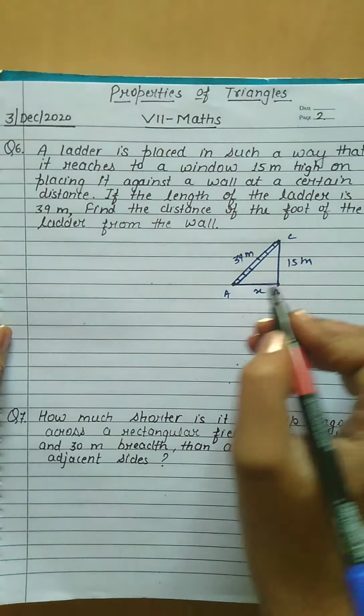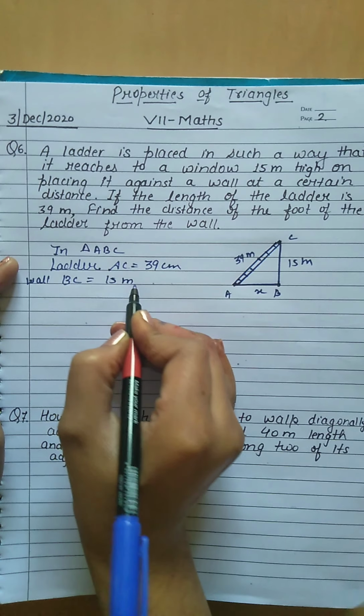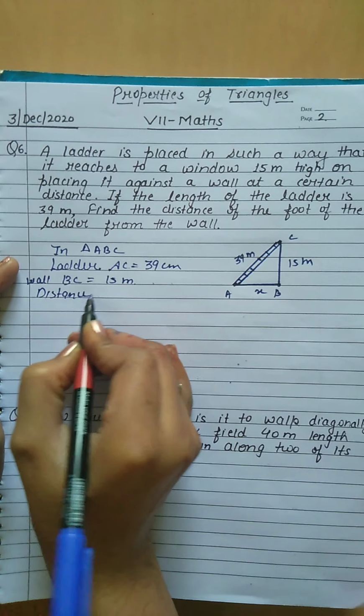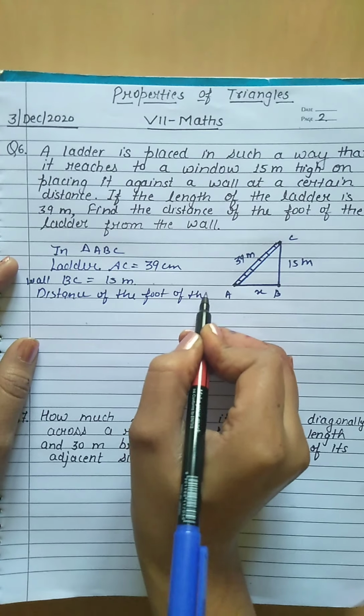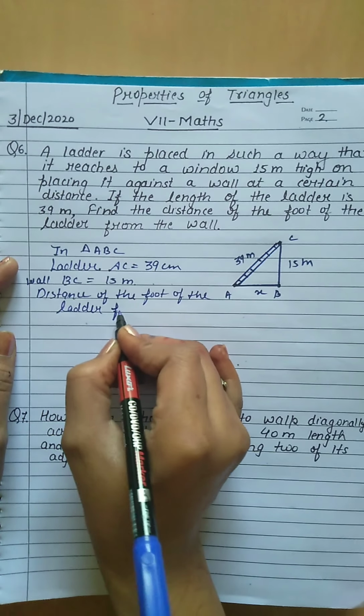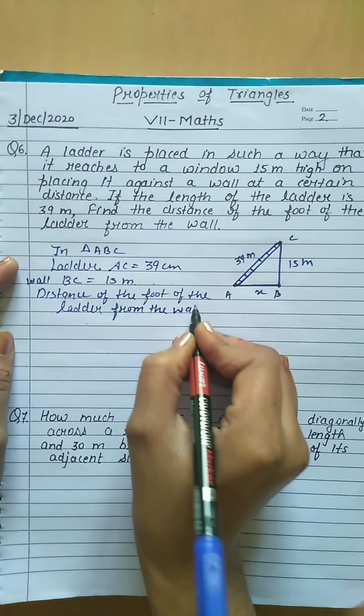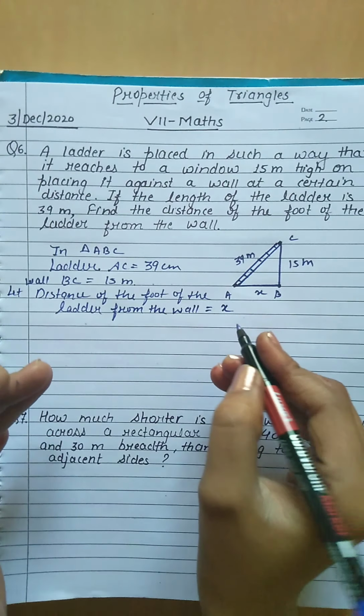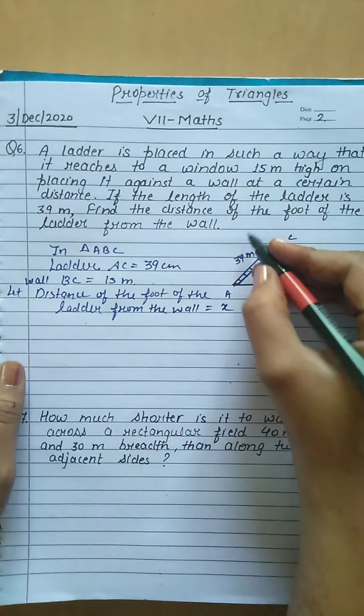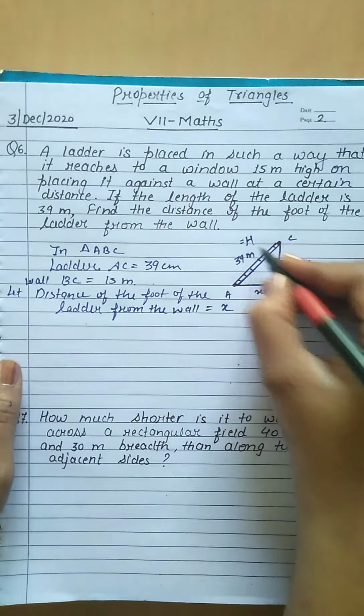Okay student, so students, in triangle ABC, ladder, that means AC is here 39 meter, BC, that means wall, that is 15 meter, and student, distance of the foot of the ladder from the wall, that is x. Okay students, ऐसा हमने let किया है.